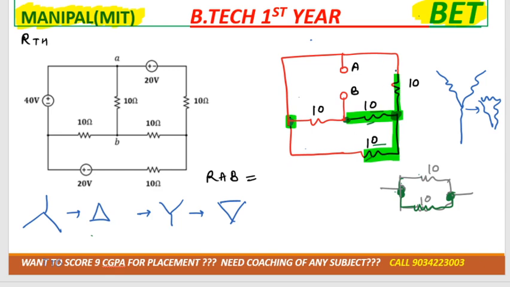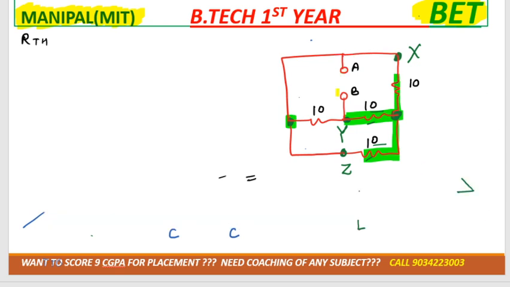So always mark the points. Suppose this point is A, this point is B, this point is C. So delta will always also be between A, B and C. Yes or no? So at this point, one of the 10 ohm resistors is connected with A, right? Another is connected with, let us consider, X, Y, Z. Suppose this is X, this is Y and this point is Z. Now redraw the diagram. This is one of the options.